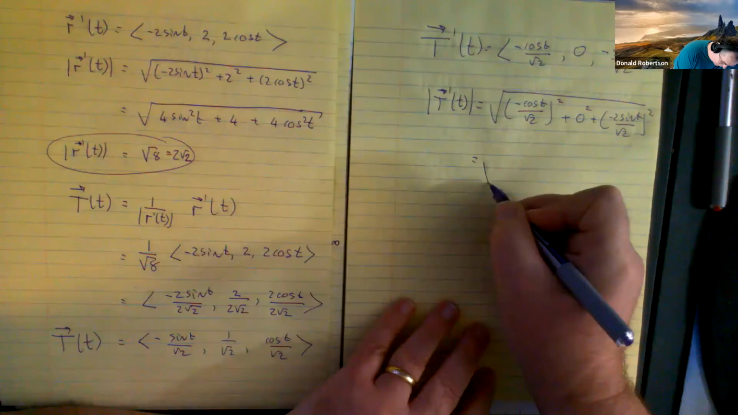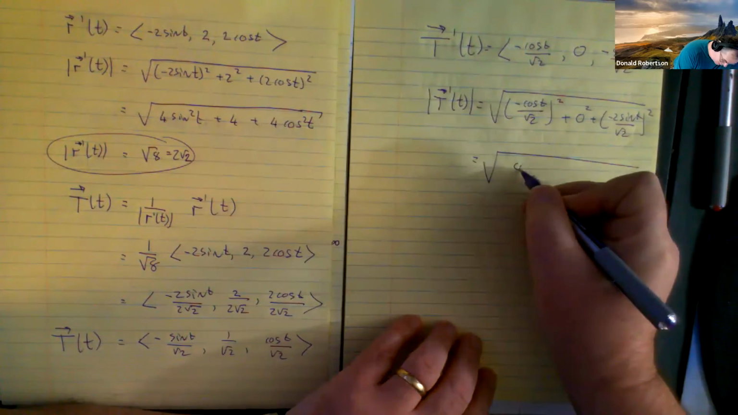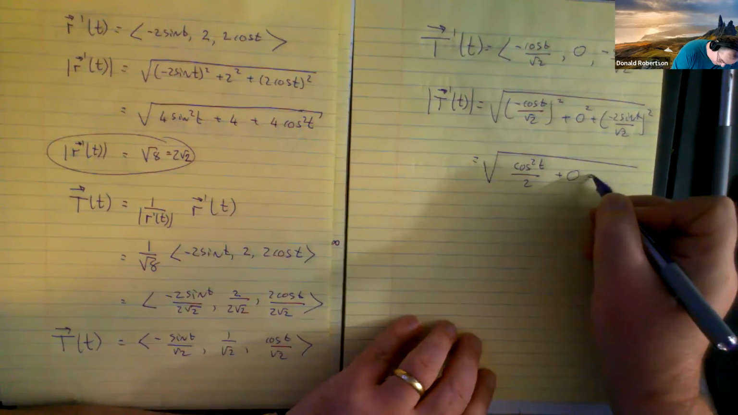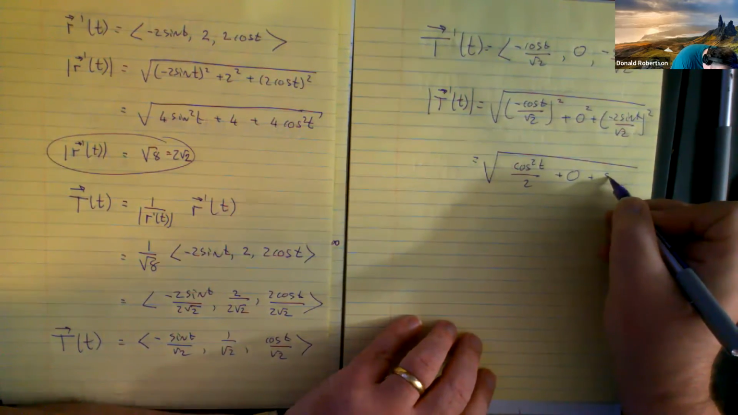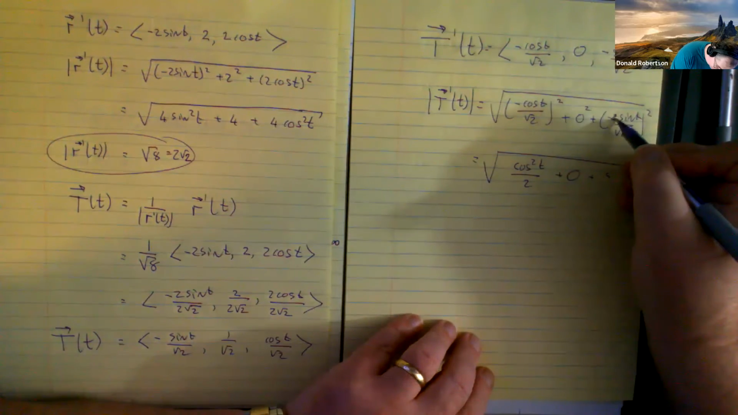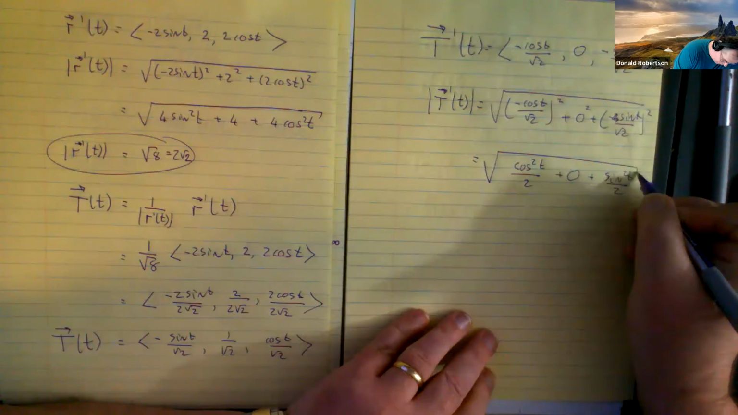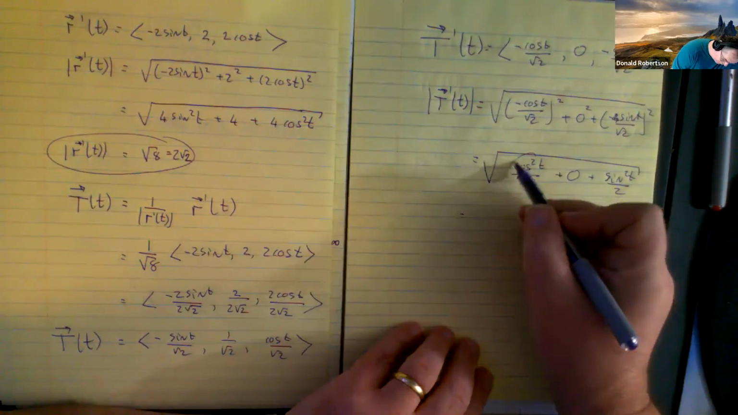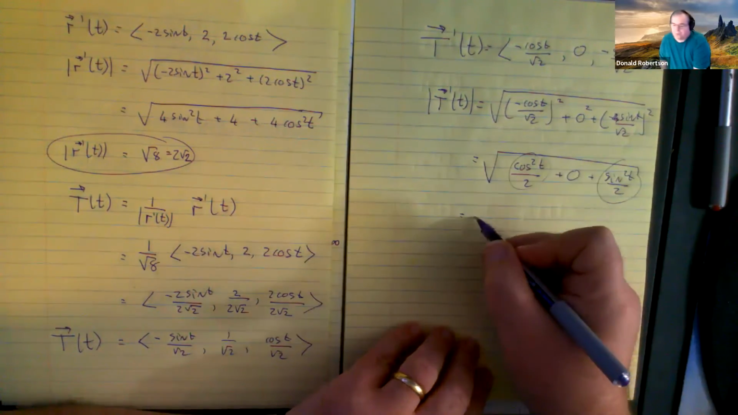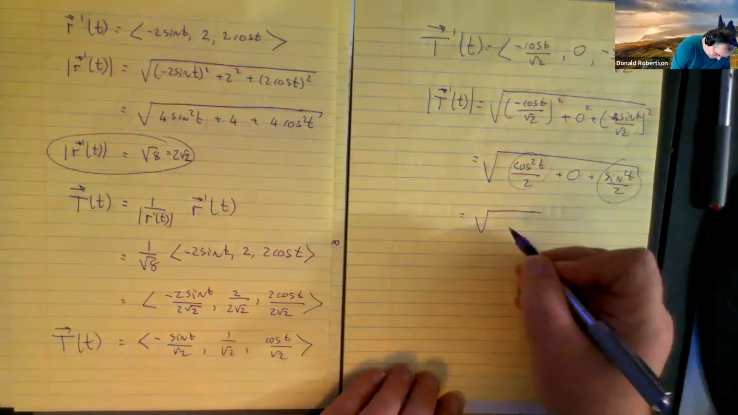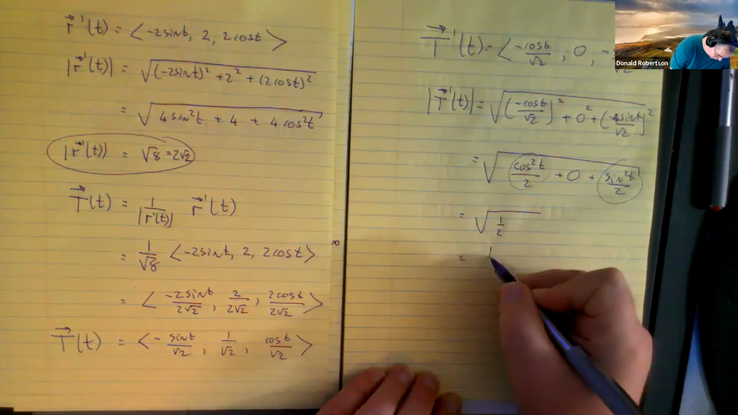If you square that, you get cosine squared t over 2 and a nothing, and a sine squared t over 2. Wait a minute, what do those two things add up to? They add up to a number. What number or fraction? 1/2. And can I call that 1 over square root of 2?